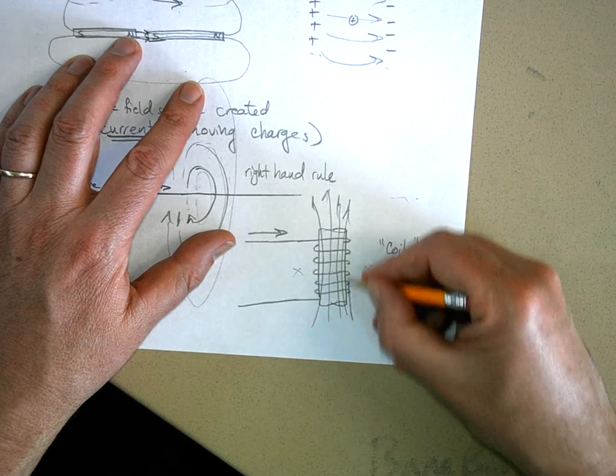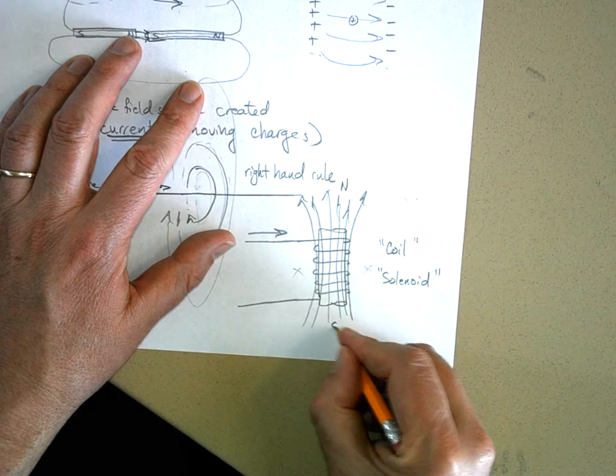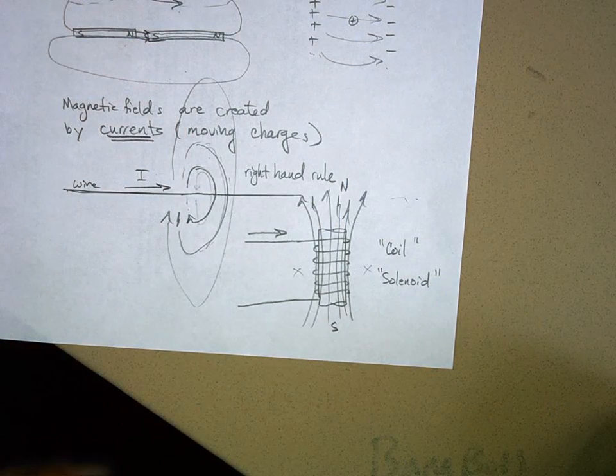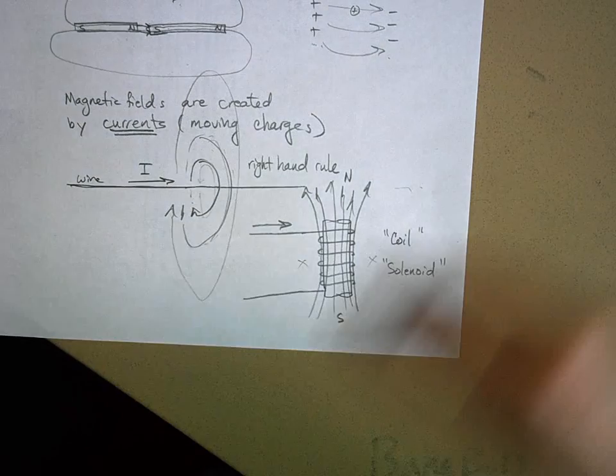And it acts kind of like a bar magnet, where this is the North Pole and this is the South Pole. Now, how do I know which way the North Pole and the South Pole is? Okay, watch this. This is, again, the right-hand rule.